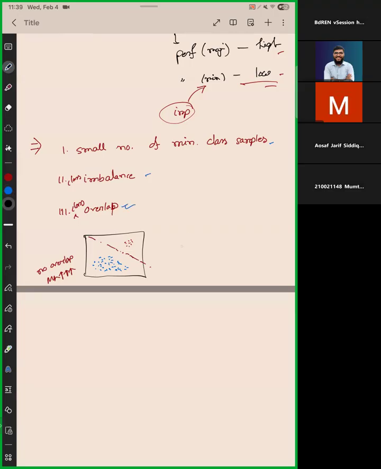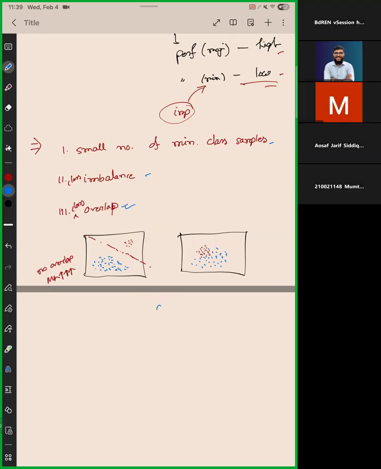Okay, let's look at another scenario. Now, as you can see, there is a class imbalance. There are a small number of samples, but most particularly, there is a class overlap in the boundary regions. Since there is class overlap, it will be difficult to classify one sample from another. So that's why the performance will drop and all the problems will become much more complicated.